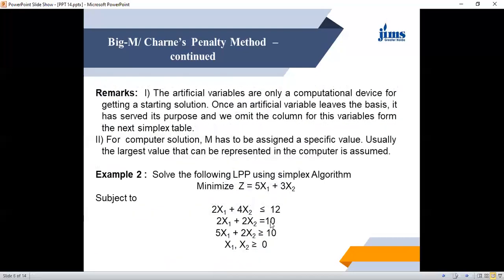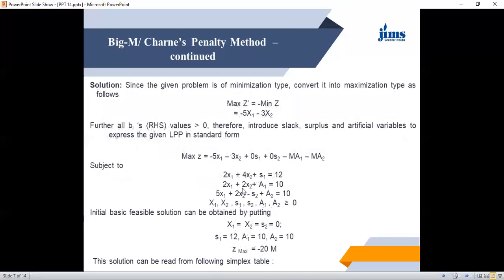Next, 2x1 + 2x2 = 10. Here it is a sign of equality, so neither do you have to use a slack variable nor a surplus variable. We use only the artificial variable, and in this case we are going to use the first artificial variable, a1. So 2x1 + 2x2 + a1 = 10.